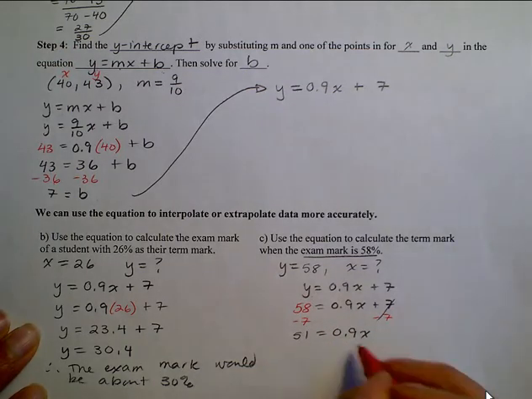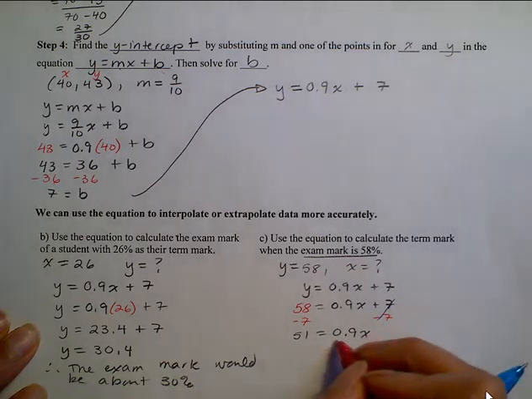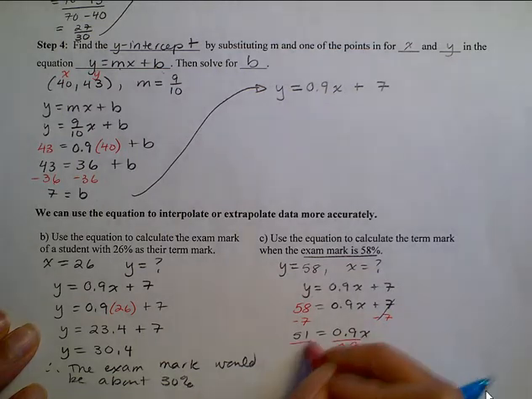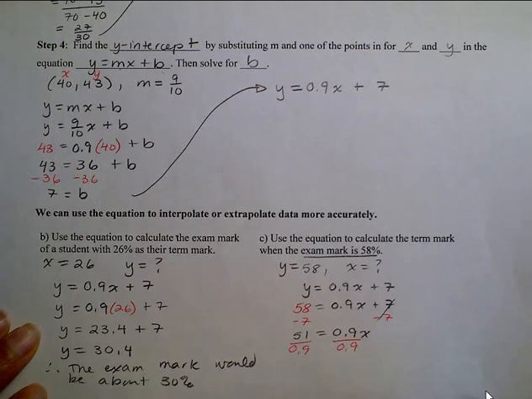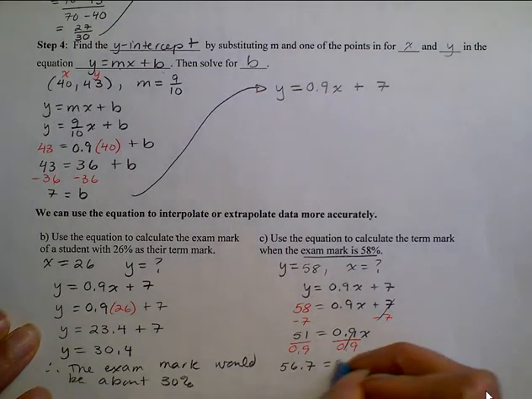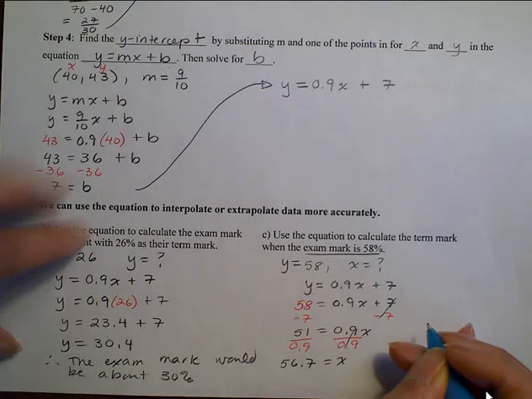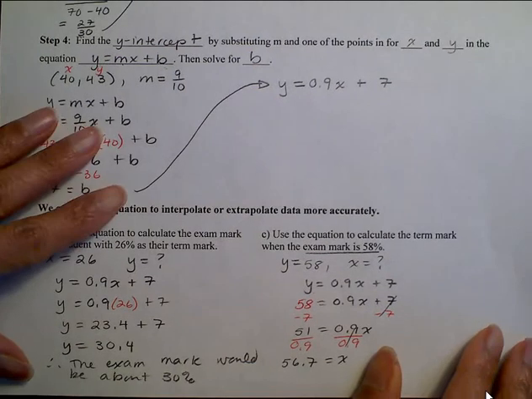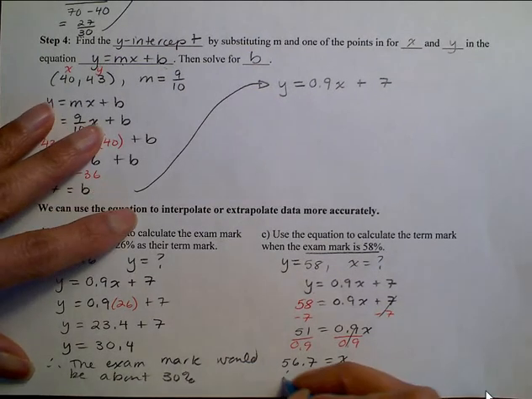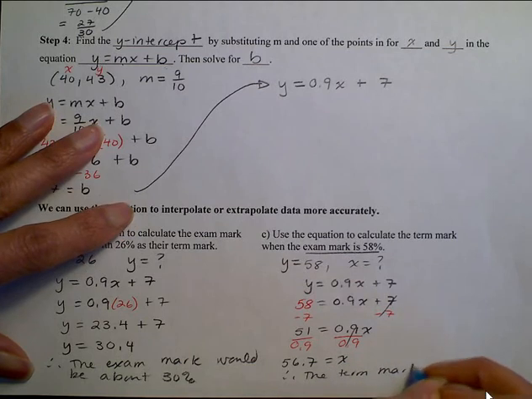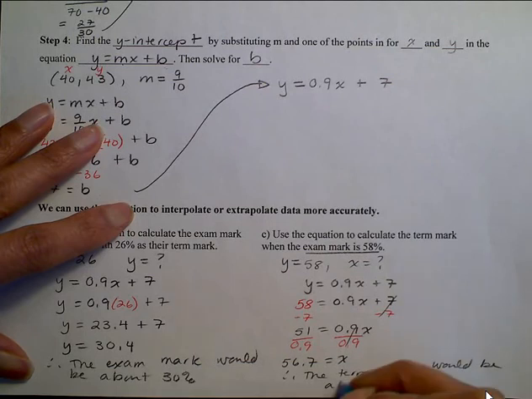And then I've got to isolate the x. So this is attached by multiplication. I want to undo it by dividing both sides by 0.9. And 51 divided by 0.9 is 56.7 as my x value. So now I want to answer the question. So therefore, the term mark would be about 57%.